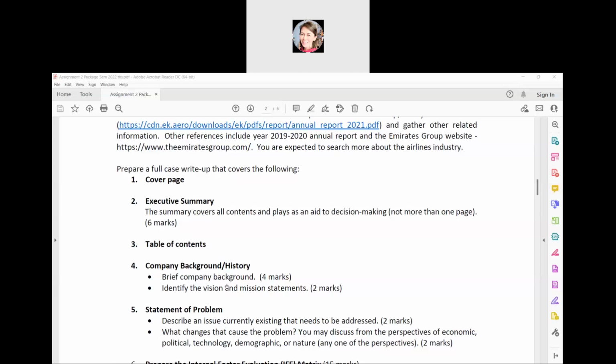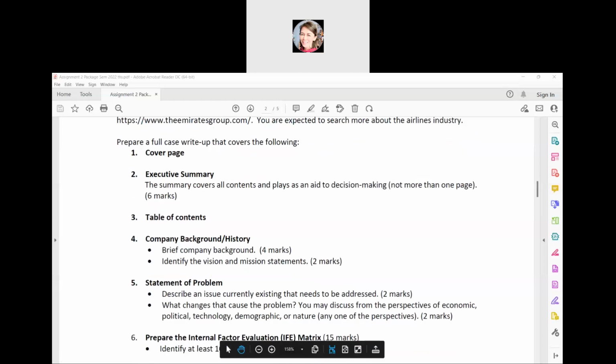The fourth one is coming up with the company background. A brief company background is required. That's 4 marks. Identify the vision and mission statements. That's 2 marks. This is just identifying, yeah. Okay, notice the word identify. So for the company background history, that's a total of 6 marks here, brief.